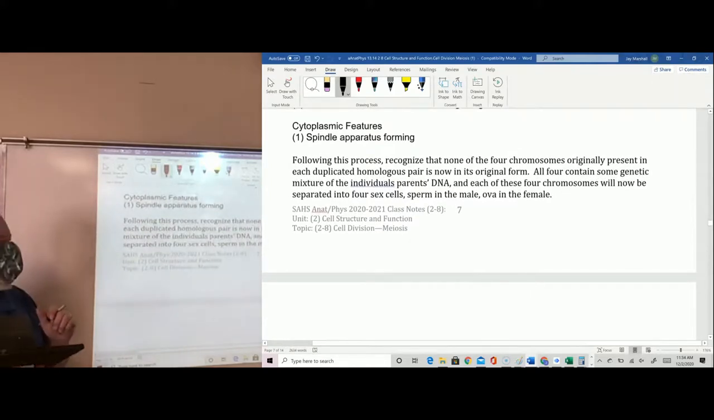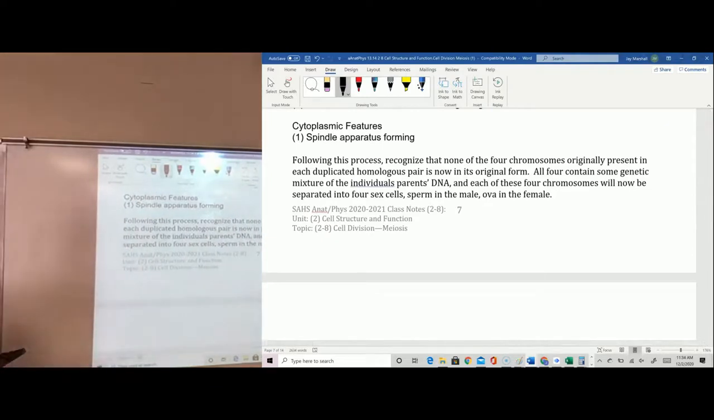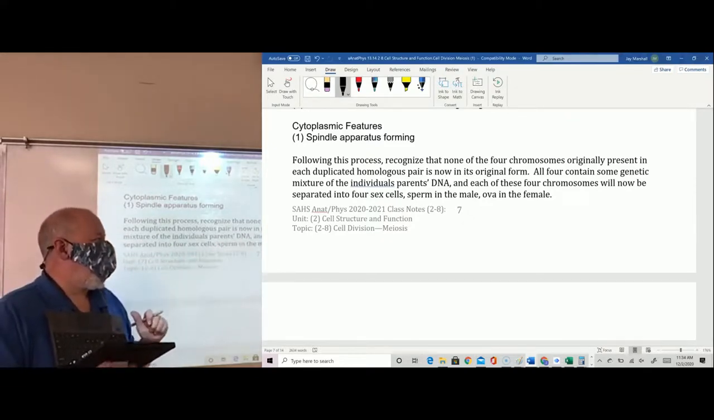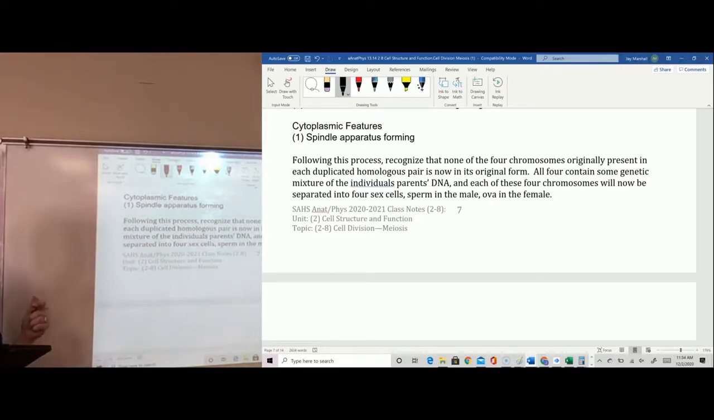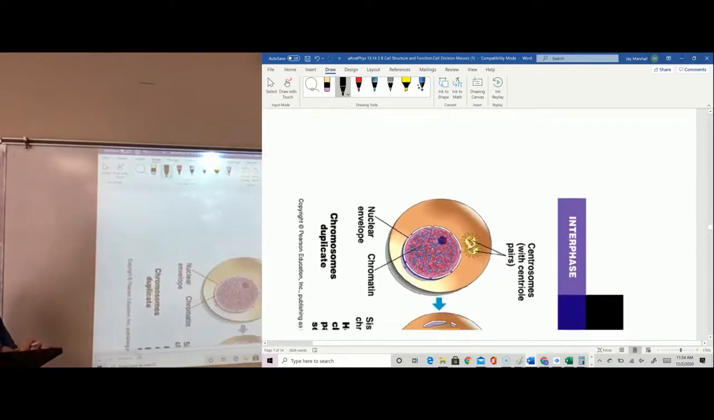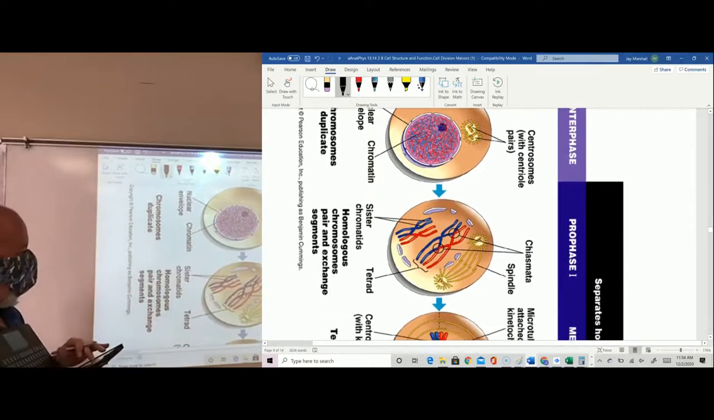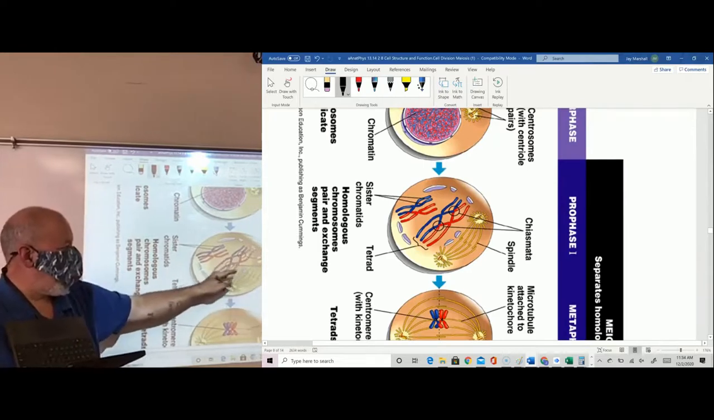So, following this process, recognize that none of the 4 chromosomes originally present in each duplicated pair is now in its original form. All 4 contain some genetic mixture of the individual parent's DNA, and each of these 4 chromosomes will now be separated into 4 sex cells, sperm in the male, ova in the female. Okay, and you've got this diagram. Right here we have this association.